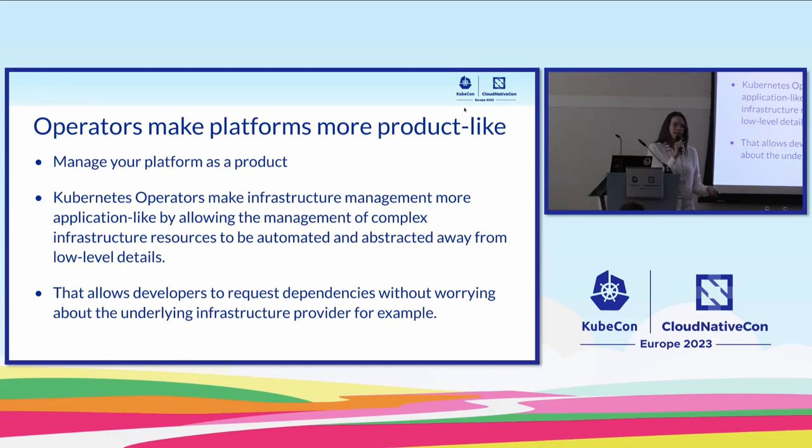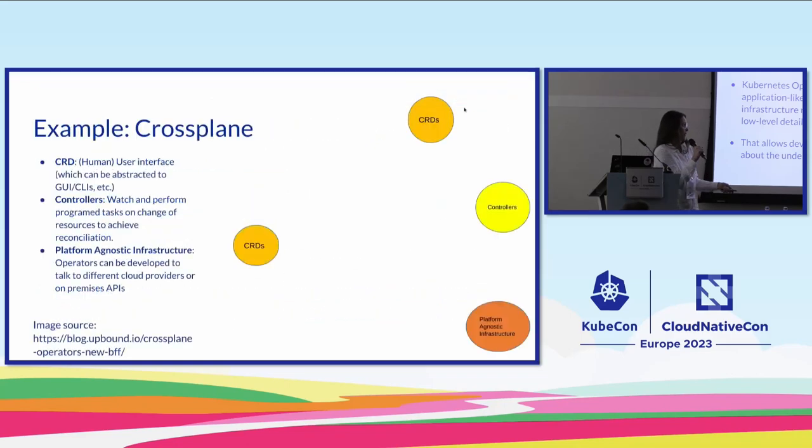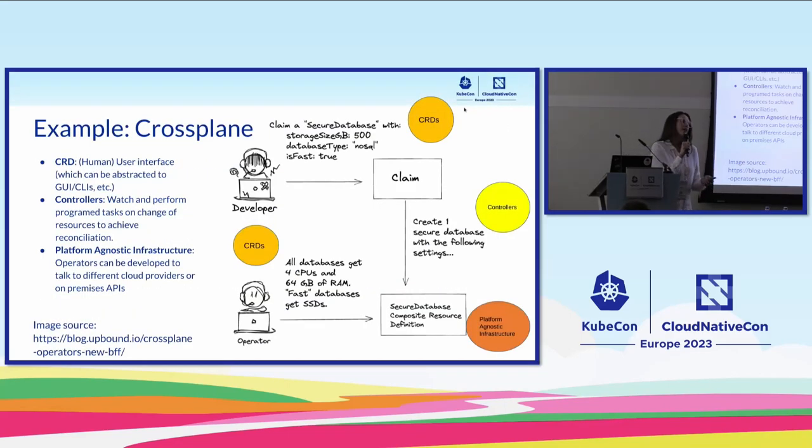My view on this is that operators make platforms more product-like, as Josh mentioned, with the platform capabilities. You think of it as a product because it provides a foundation for creating portals and CLIs so people can consume that in a more product way. One example is a user journey where a developer is trying to consume a database, create a database. I will show you an example of Crossplane, which leverages CRDs and controllers in order to provide users a couple of personas.